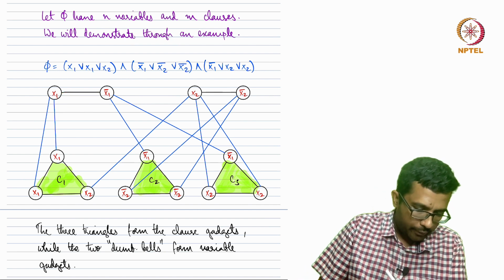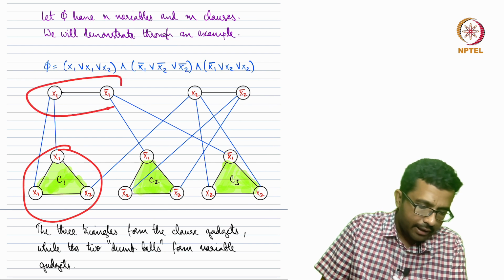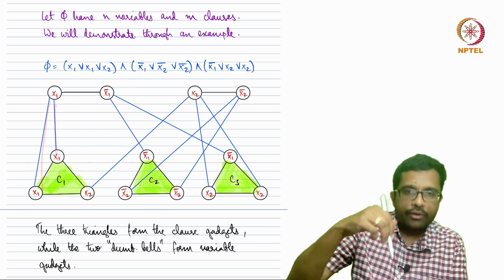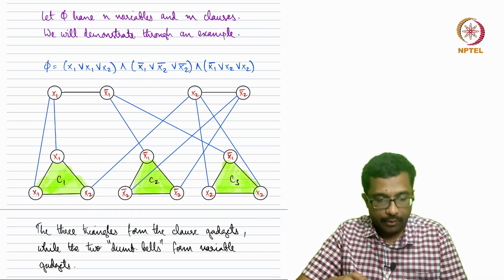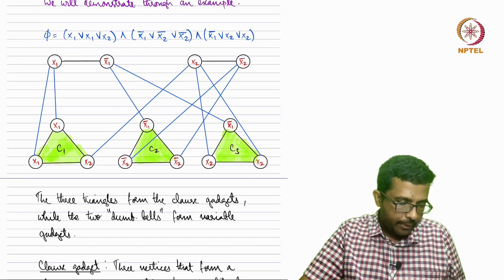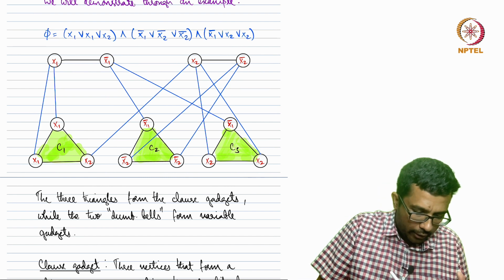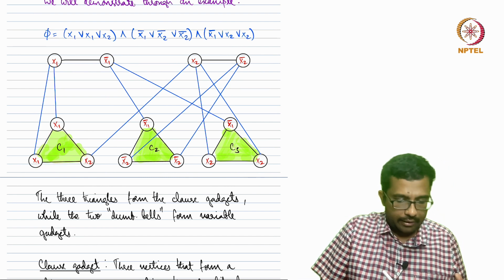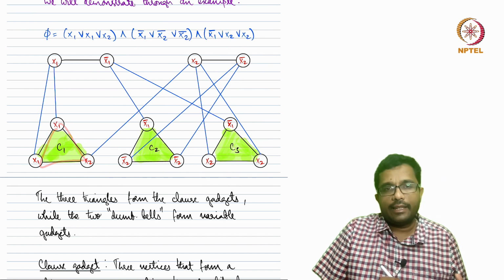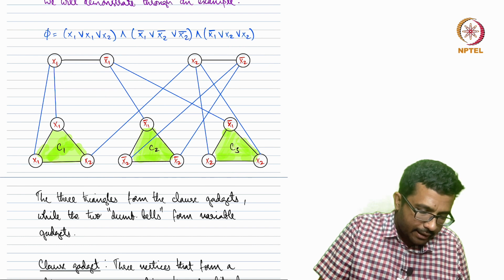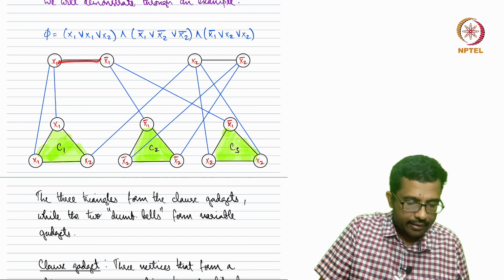Right. So I have told you about the clause gadget and the variable gadget. Now how do we connect across the clause gadget and variable gadget? The vertices are over. What remains is the edges. Some edges I have already mentioned. In a clause gadget, all 3 vertices are connected. So each clause gadget contains 3 edges and 3 vertices. Each variable gadget contains 2 vertices and 1 edge.